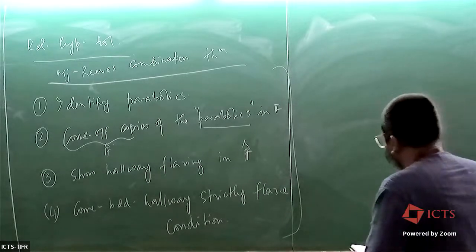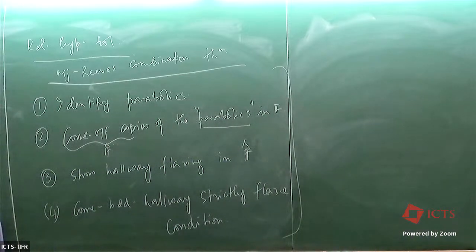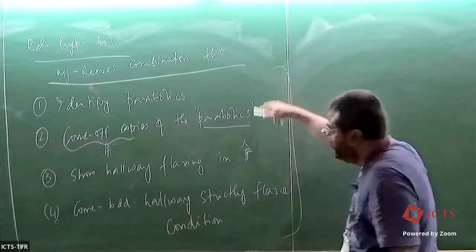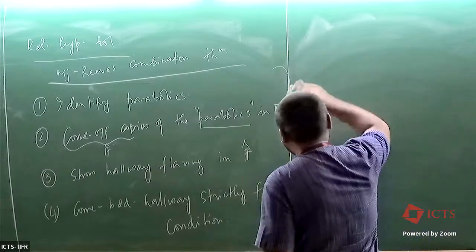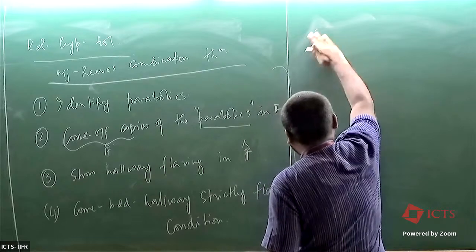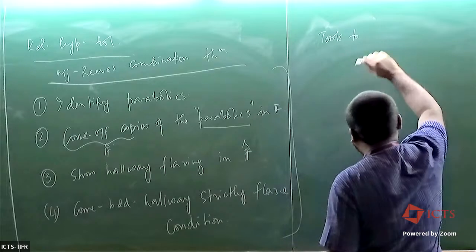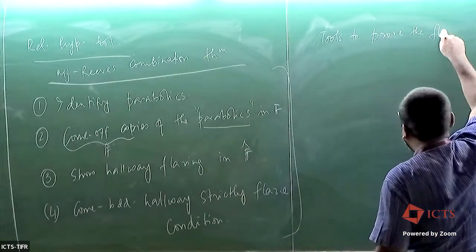All right, so these are the two steps here, right? To show hyperbolicity, you need only the Hallway-Flaring condition, and for this you need to show these four steps here. All right, so given, so tools to prove the flaring conditions.